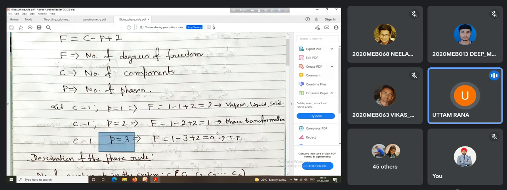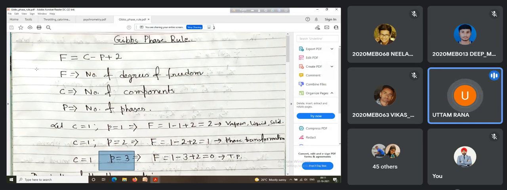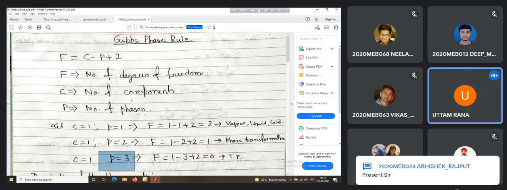Understood this point? The application of the phase rule? Everybody? Yes, sir. I hope so.